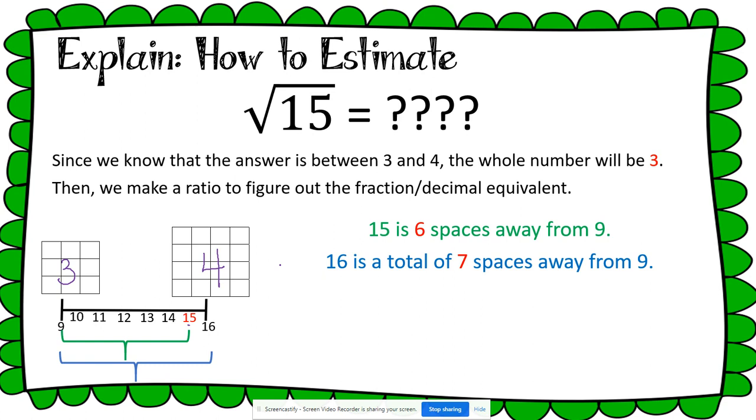I can write this as a ratio by taking the distance of 15 from my first perfect square, so from 9 to 15, well, that is 6. And then my first perfect square to my second perfect square, so from 9 to 16, well, that distance is 7. So I can write this as a ratio, and remember that this was between 3 and 4, so my whole number would be 3. So the square root of 15 would be somewhere on a number line close to 3 and 6, which I got from here, over 7, which I got from here.